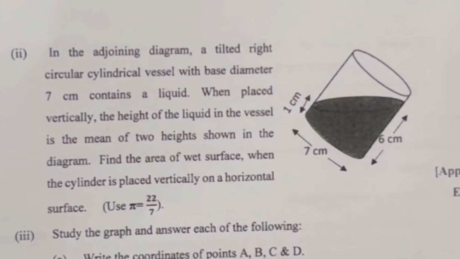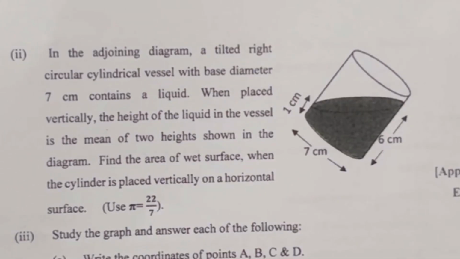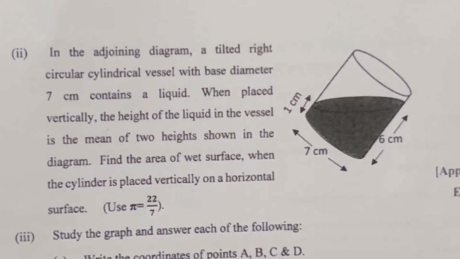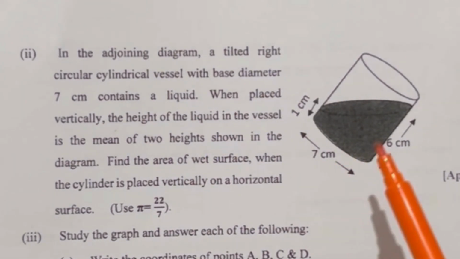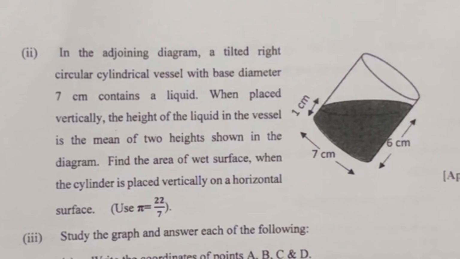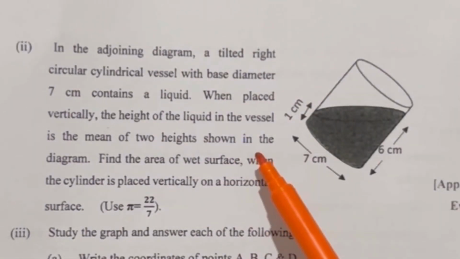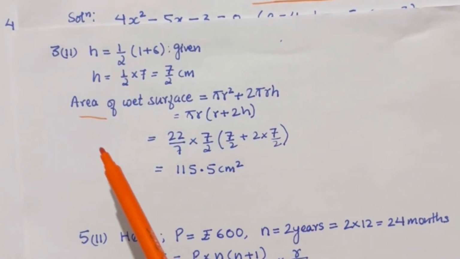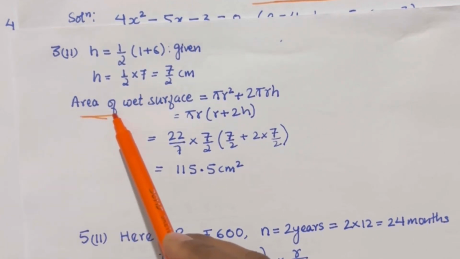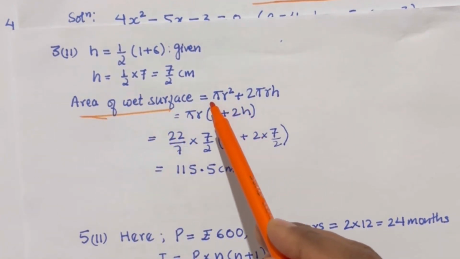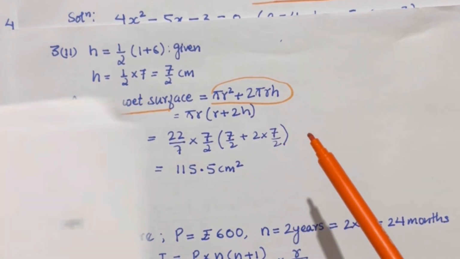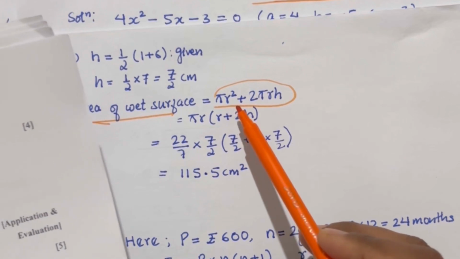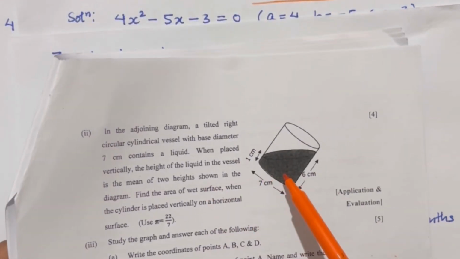Now let us discuss some questions which involve some formulas. Okay, so this is the first question from the chapter surface area and volume. In this question we need the formula. So this question I have solved like this. Here, to find the area of the wet surface, we need this formula. In this question, you are creating the formula by using the given information.